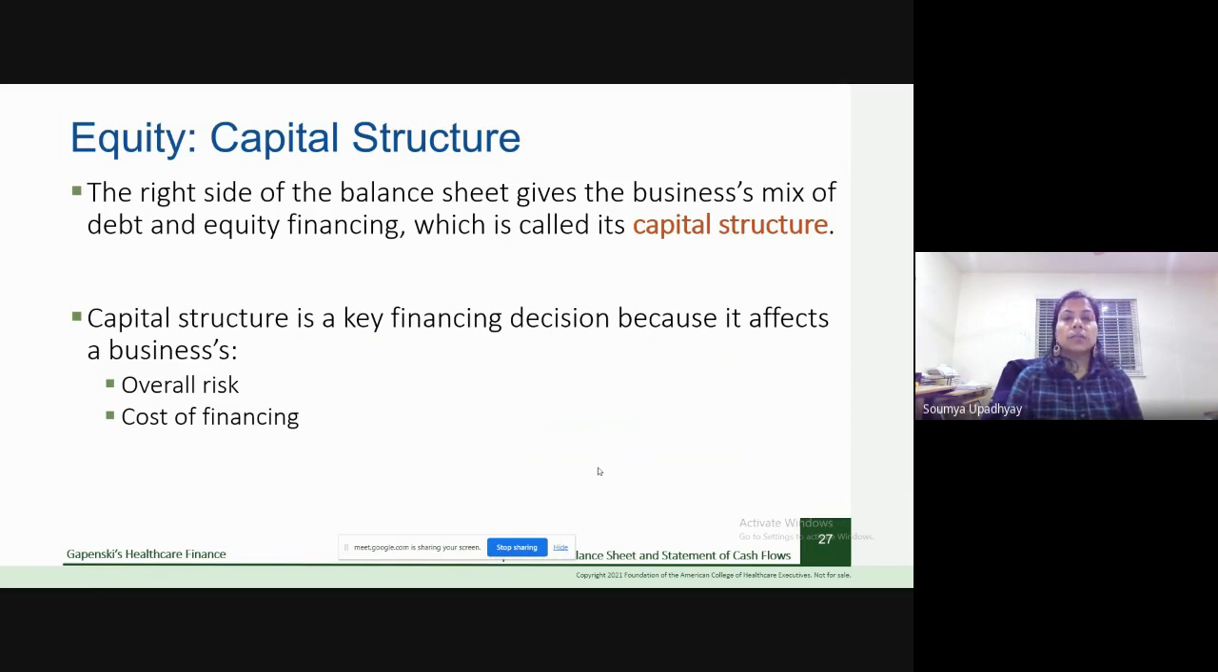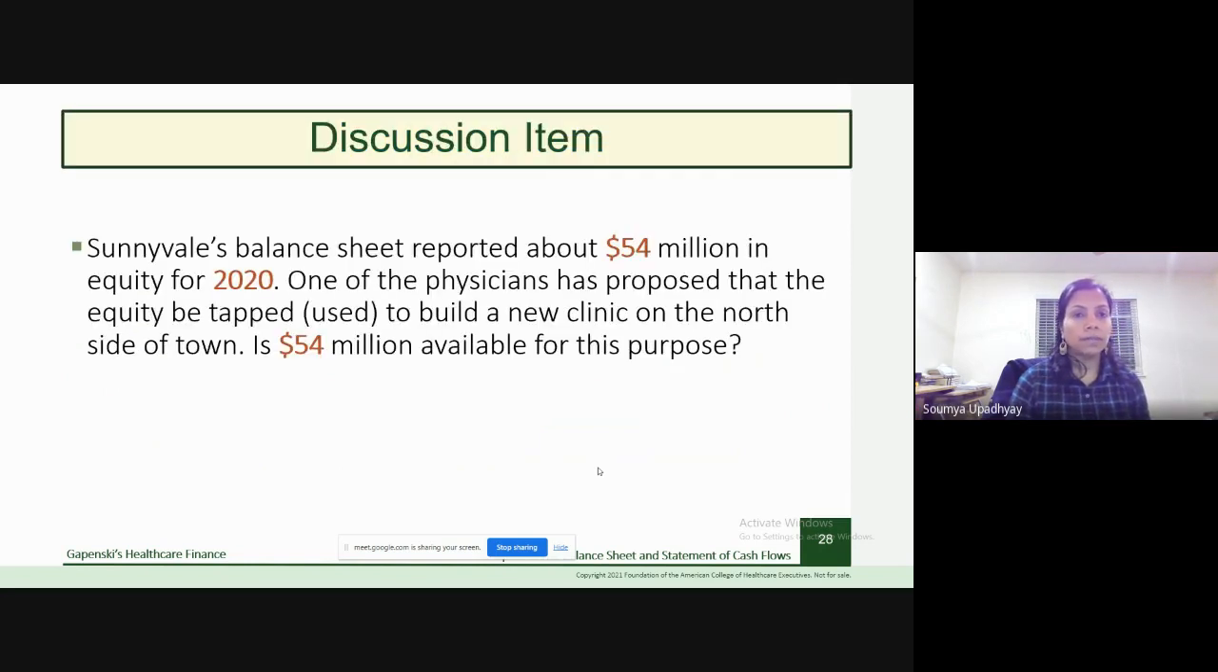The right side of the balance sheet gives the business's mix of debt and equity financing, which is called its capital structure. Remember, there is a left side and a right side. When we talk about the right side, we are talking about the liabilities and the equity, and when we combine them together, that is the capital structure. Capital structure is a key financing decision because it affects the overall risk of a business and the cost of financing. How much will the cost of financing be?